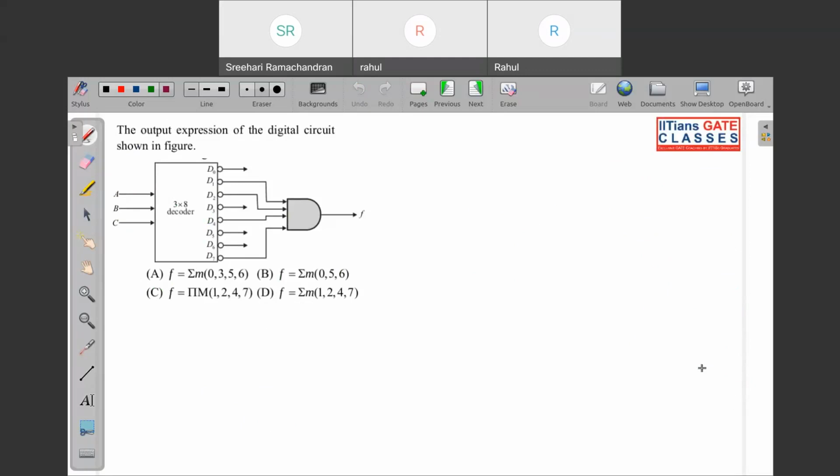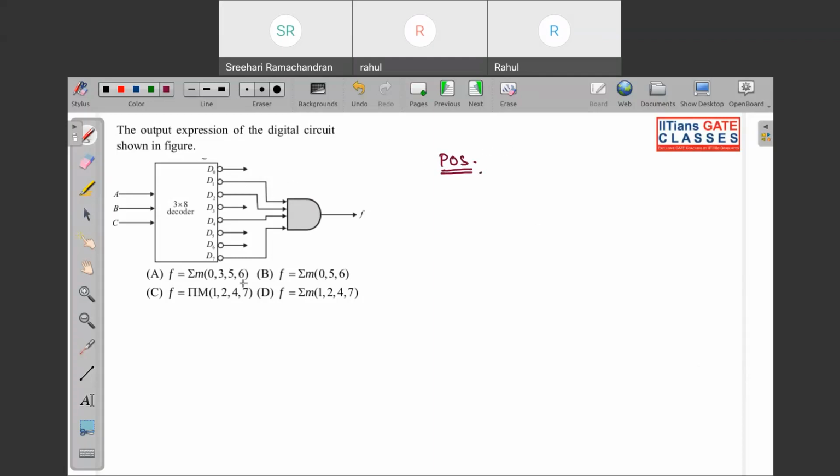So it's bubbled, yes, its output is bubbled. So obviously you can see if outputs are bubbled, that means you will be getting max terms. And max terms, if you pass them through your AND gate, you will be getting POS.